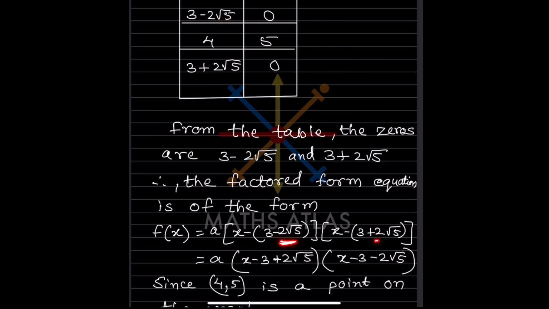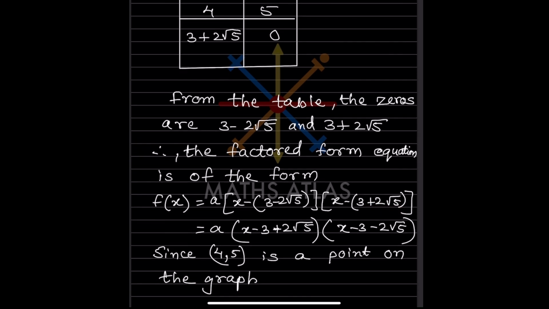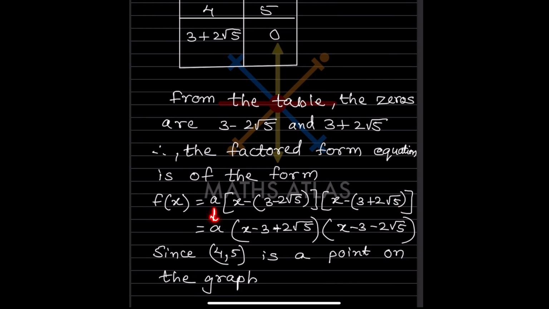3 minus 2 root 5, and here it is going to be 3 plus 2 root 5. So now when we solve this part, x is going to be the same. So what will you get here? When you expand this one, that will be minus 3, and minus becomes plus, that is 2 root 5. Again here, minus 3, and minus plus becomes minus 2 root 5.